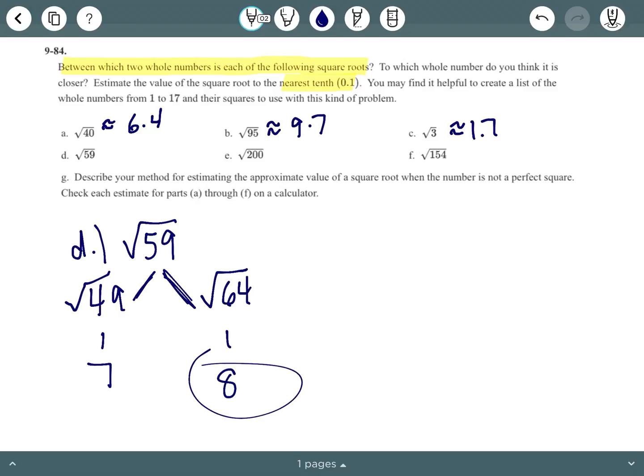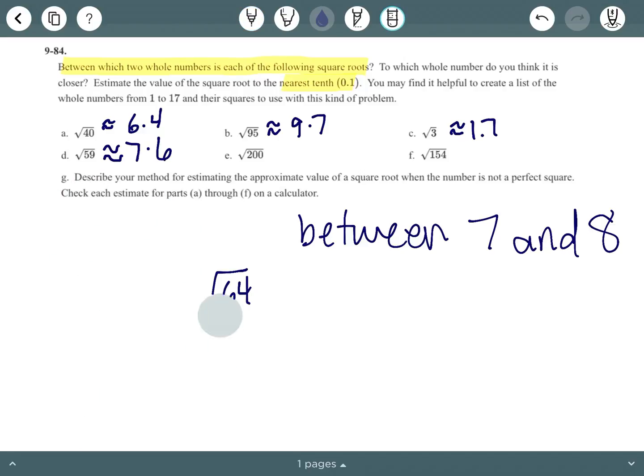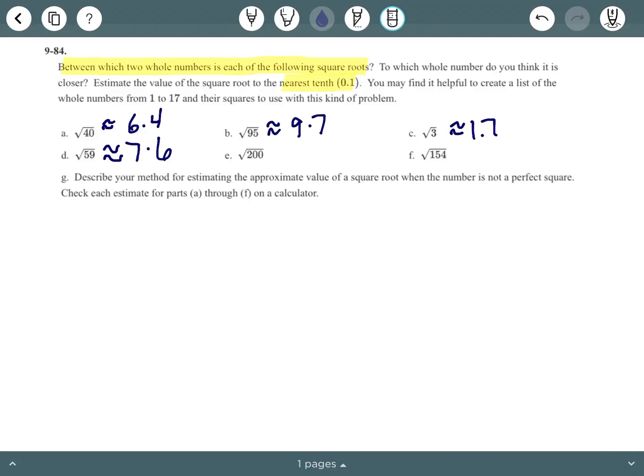than it is to 7. So I'm going to make an estimate for this one of 7.6 or 7.7. I'm going to say 7.6. All right. Oh, and we also need to say that it is between the whole numbers 7 and 8. All right, let's take a look at E now. So E, they give us the square root of 200.